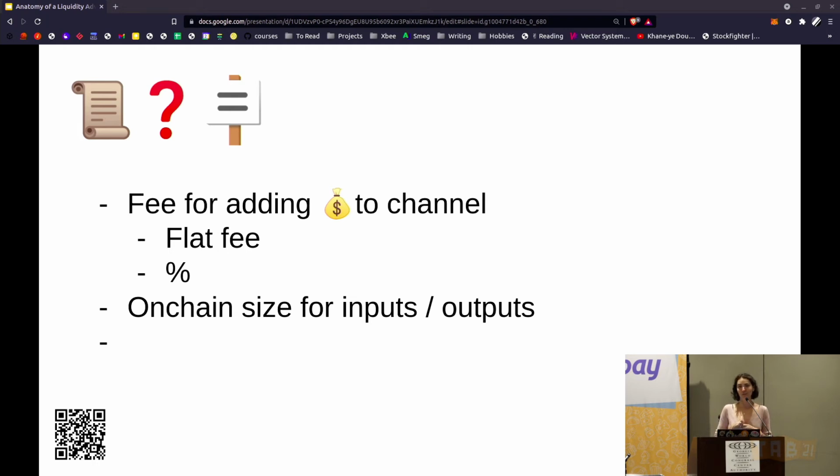As part of the negotiation, Hart can tell Harry how many bytes of data she wants him to pay her for this on-chain transaction. That's kind of complicated, but it's cool. If you ever see a liquidity ad, it'll just be a number that's in weight. Maybe we'll go through one here in a second so you can see what they look like.